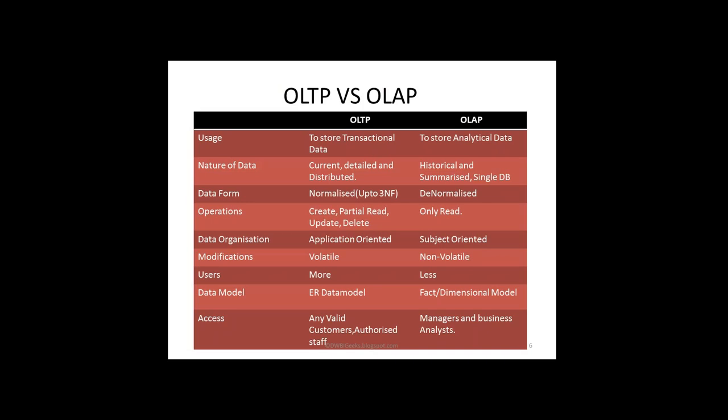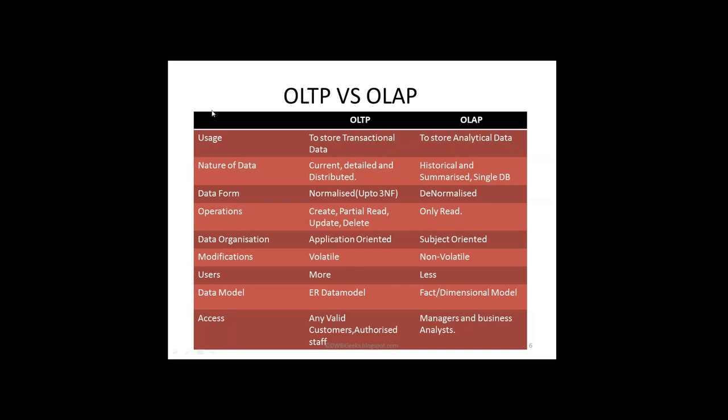From the usage perspective, OLTP is used to store transactional data, whereas OLAP is used to store analytical data, as I have discussed previously. The nature of the data that is stored is current, detailed, and distributed. Current in the sense that whatever data is generated because of that particular transaction is very current data, and each and every detail of the transaction will be recorded there. So we can term it as detailed.